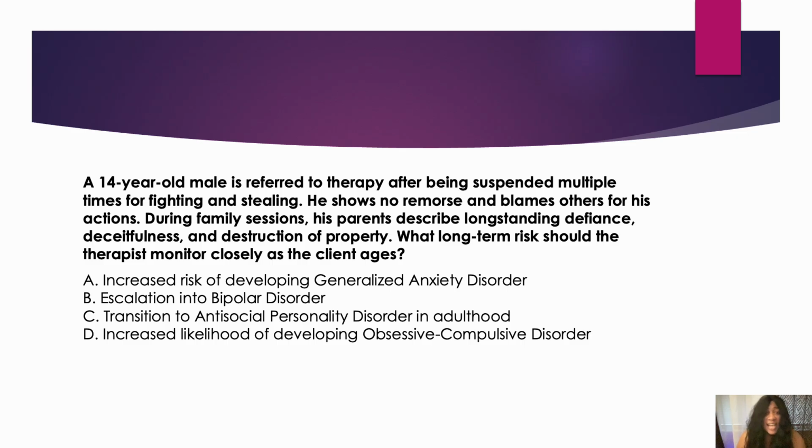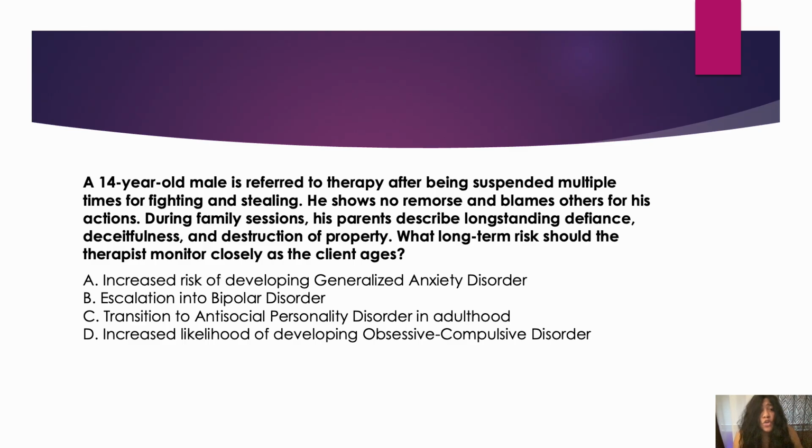Alrighty, this is the last one. A 14-year-old male is referred to therapy after being suspended multiple times for fighting and stealing. He shows no remorse and blames others for his actions. During family sessions, his parents describe long-standing defiance, deceitfulness, and destruction of property. What long-term risks should the therapist monitor closely as the client ages? So again, this is the one where we're thinking about the future. Long term. He's 14 years old now, okay?